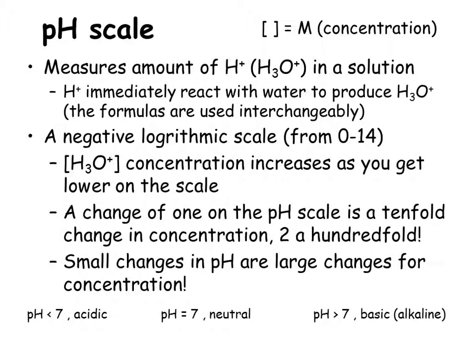Okay, so when you add an acid to water, it produces this species called H3O plus. The H plus ion bonds to one of the oxygen atoms in the H2O molecule, and therefore it becomes this species here. Now, the way we define the pH is the following. It's the negative logarithmic scale of the concentration of H3O plus. It ranges from 0 to 14.